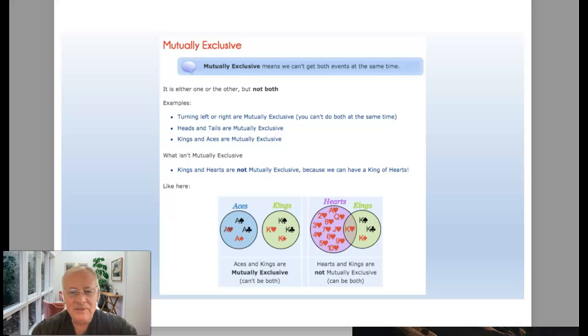Guys, mutually exclusive means you can't get both events at the same time. Either one, but not both. Okay, like turning left or right at the same time. You can't do that. You can't get heads and tails at the same time. You can't get a king and an ace at the same time. But you can get a king and a heart at the same time, because you could choose the king of hearts. So getting a king or a heart is not mutually exclusive.